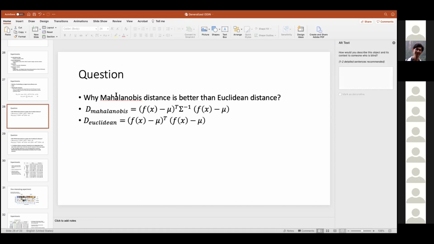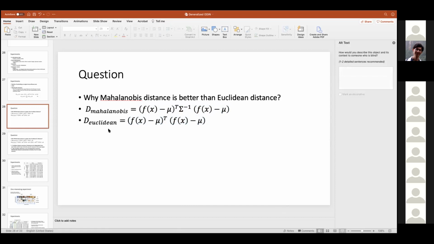So here I have a question: why do you think Mahalanobis distance is better than the Euclidean distance? This is the formula for Mahalanobis, and this is the formula for Euclidean distance, or L2 distance. Maybe Changsheng, can you answer this question?